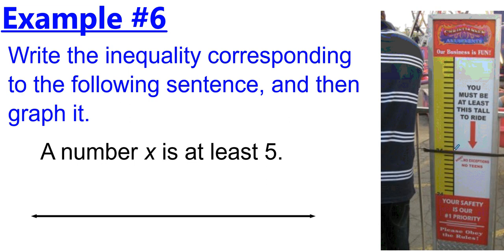So what this says is a number x is at least 5, but that means you could be 5 or more. So the inequality is x is greater than or equal to 5.